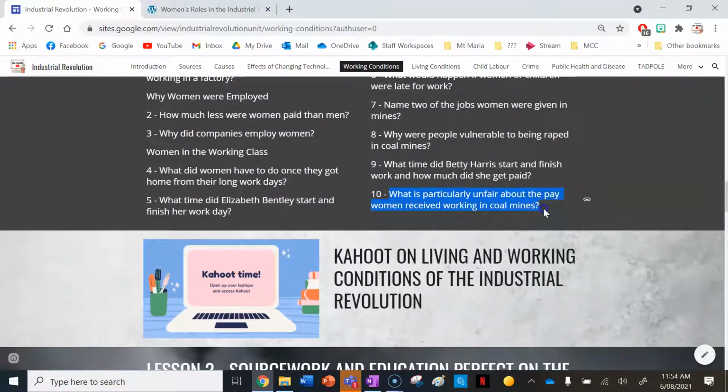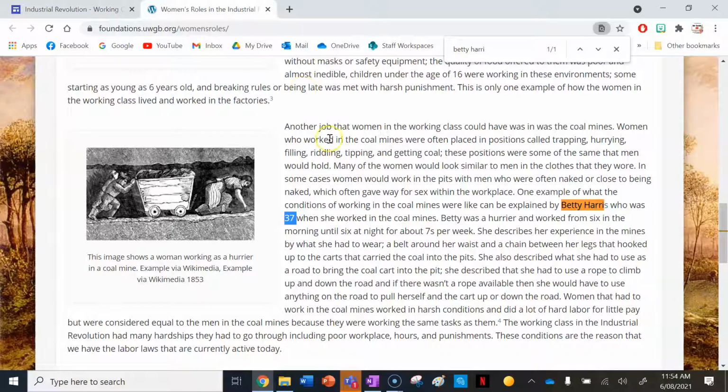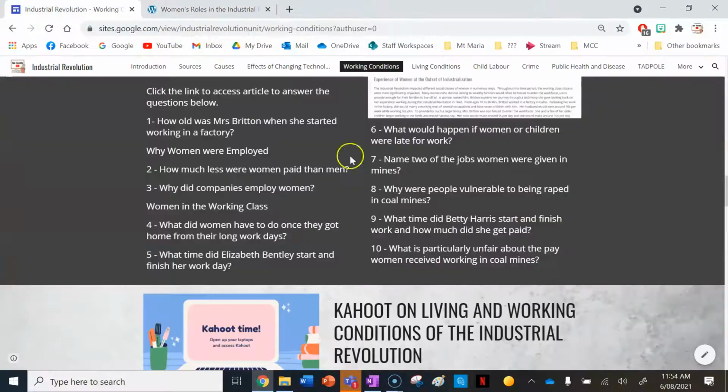And then number 10, what is particularly unfair about the pay women received working in coal mines? They were paid much less than men, even though they did the exact same work.